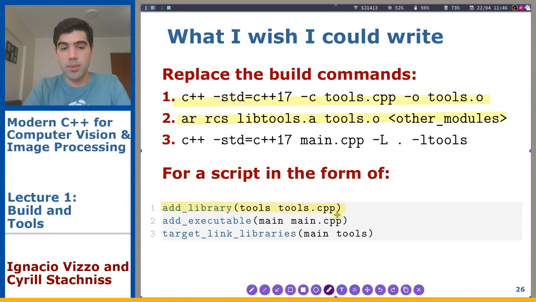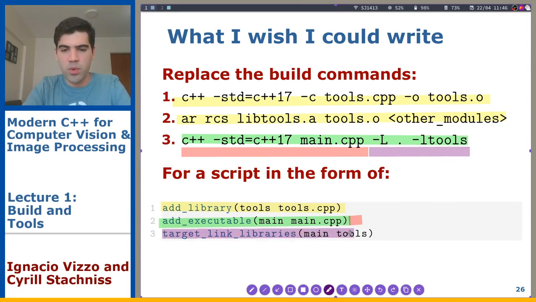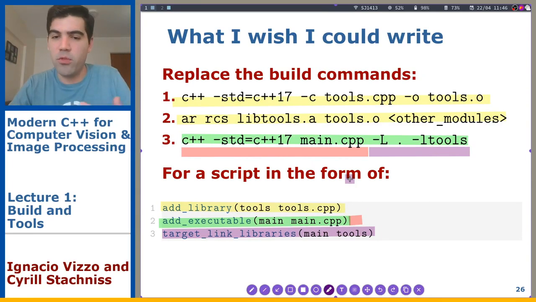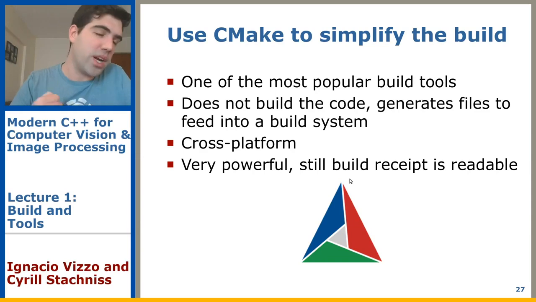And then I want an executable, and it's main.cpp. So actually this is the first part of this line. And then the other thing you need to do, like us, is saying, okay, link this binary to the tools library, right? So all these 3 commands are full of information that we don't want. The only thing we need is add library, add executable, and target link libraries. That's what I wish I could write. And then that's where CMake comes into the game.